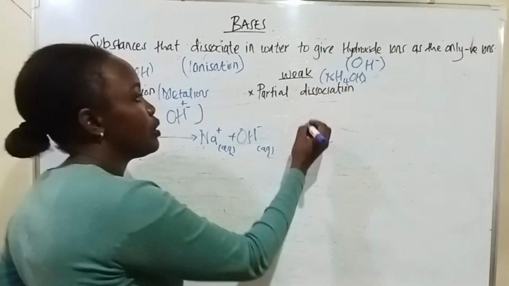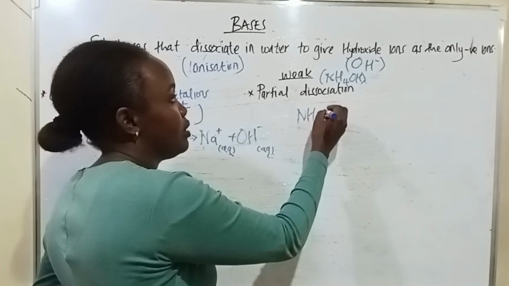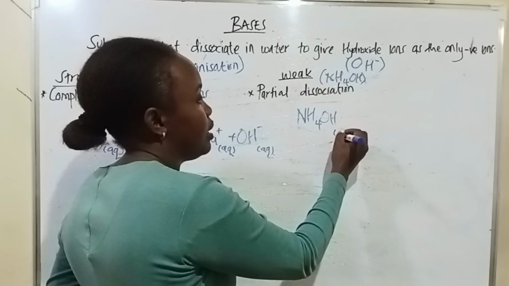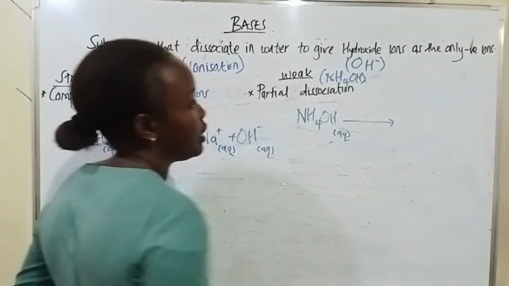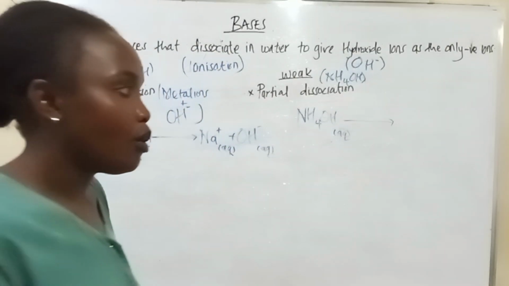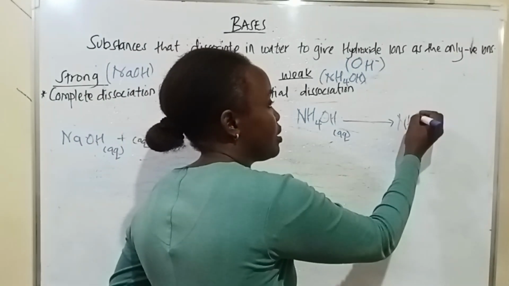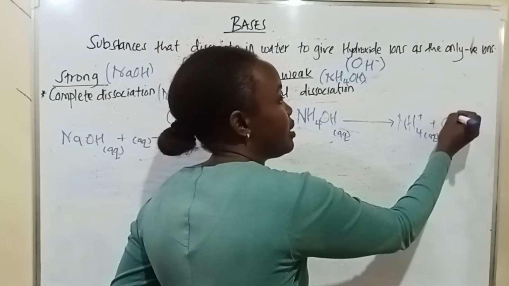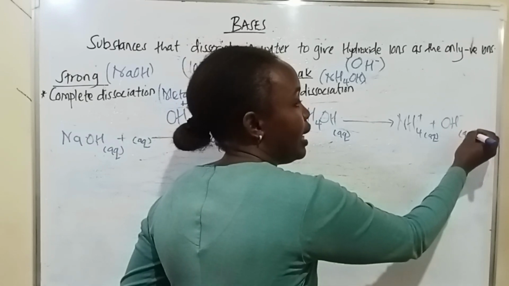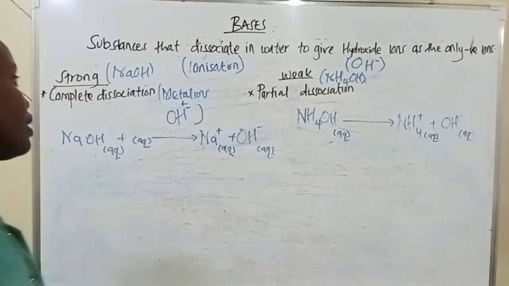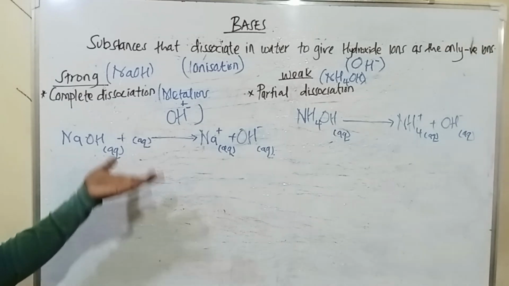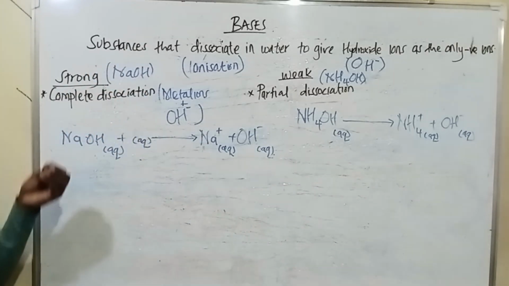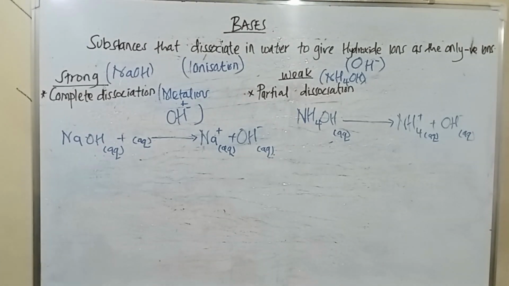So in this case, you're going to see that the ammonium base is going to undergo partial dissociation to form ammonium ions plus your hydroxide ions. So you can see the hydroxide ions, the dissociation that occurs in your strong and your weak bases.